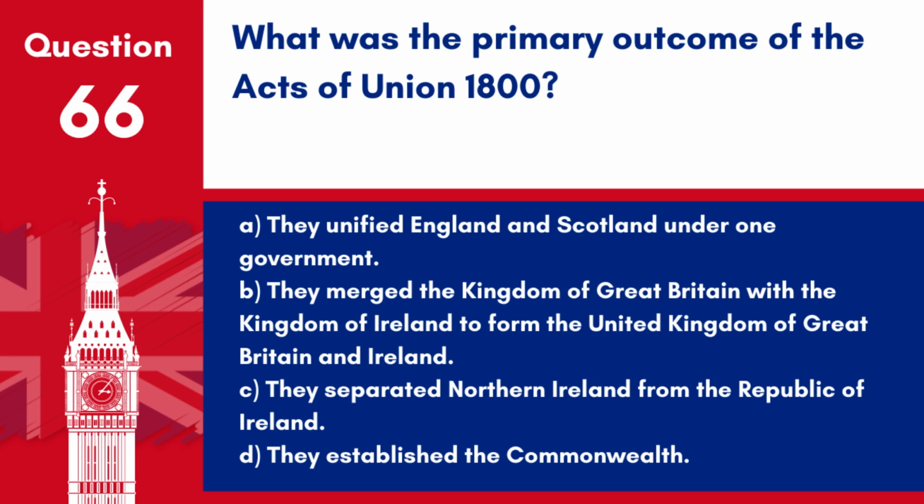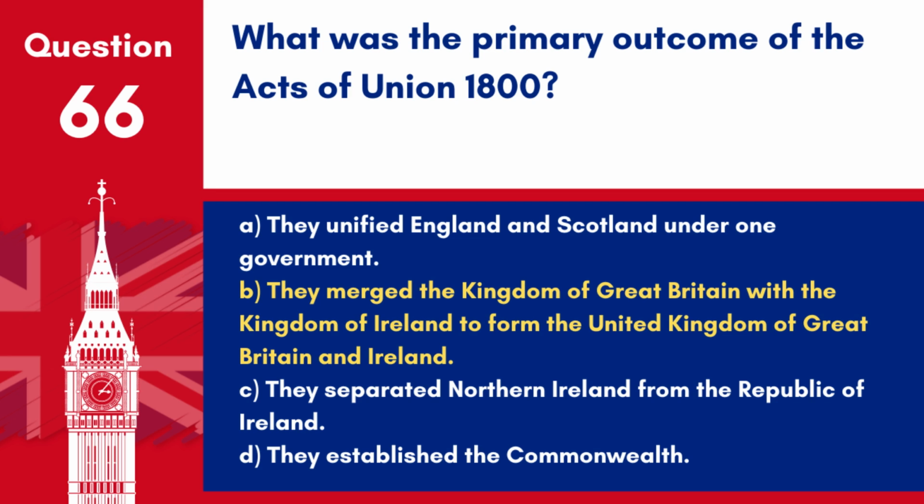A. They unified England and Scotland under one government. B. They merged the Kingdom of Great Britain with the Kingdom of Ireland to form the United Kingdom of Great Britain and Ireland. C. They separated Northern Ireland from the Republic of Ireland. D. They established the Commonwealth.